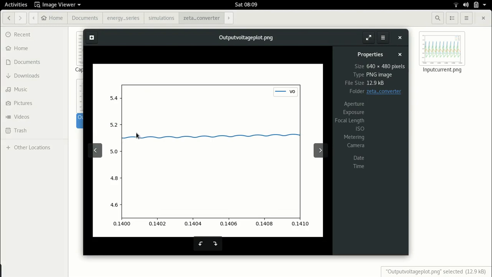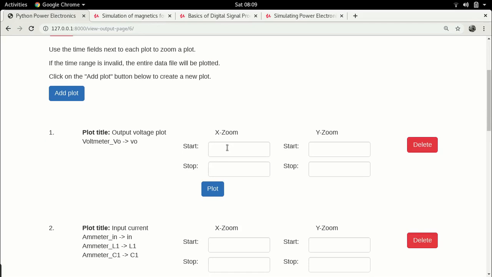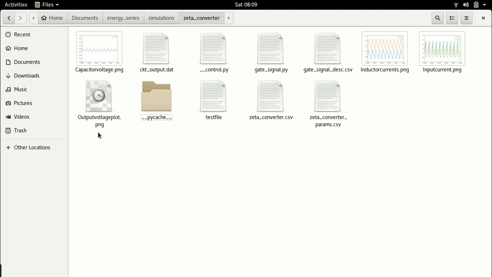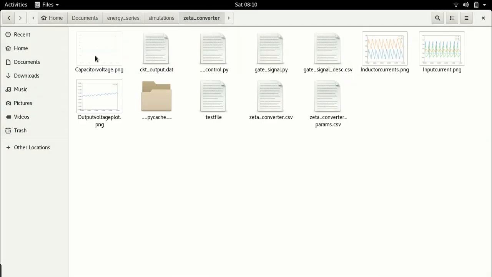And you see, actually I can zoom in even more. So let me zoom in between 5 and 5.2. Okay, that is reasonably good. The fact that it is increasing shows that it's not completely reached steady state, but that's still okay. Let us now plot the capacitor voltage for the same range.